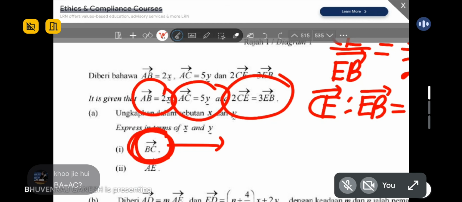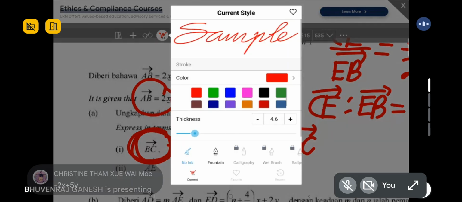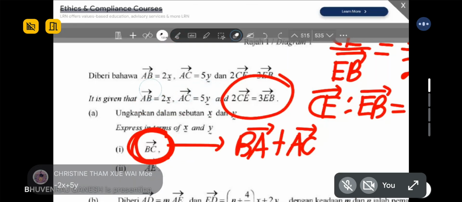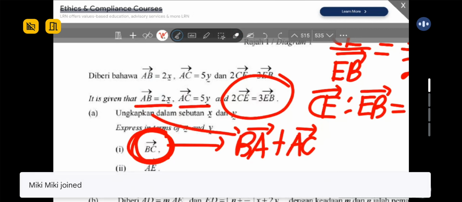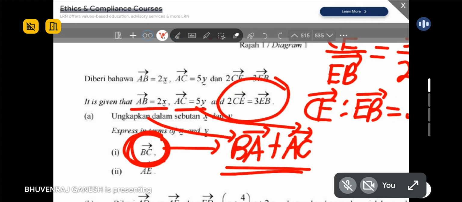Yes, very good. You can say BA plus AC. Correct? Why do you say BA plus AC? Because you see the question here, guys. The question gives you the info, right? AB and AC. So you can substitute here. Always choose the combination that has info. Mana ada info, kamu pilih gabungan dia.